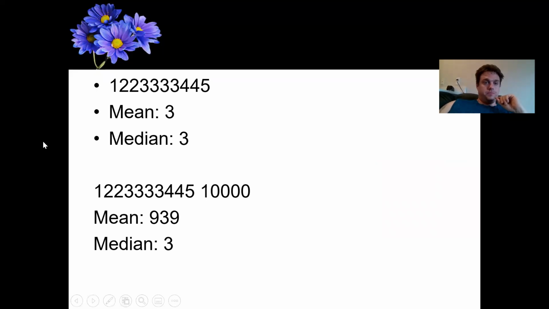So, for example, let's say I had these numbers here: 1, 2, that's 2, 2, not 22, 3, 3, 3, 3, 4, 4, 5. Well, the mean here is going to be 3, and the median is also 3. The mode, the most frequently occurring value, is also 3. So this is a normal distribution, or at least close to a normal distribution.